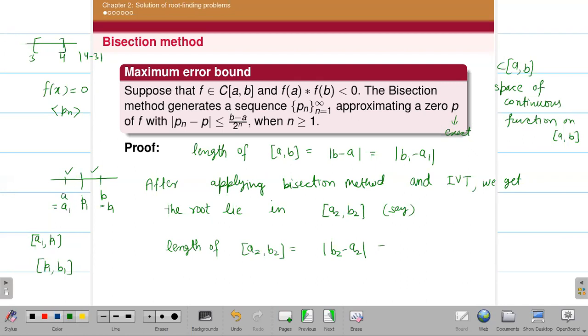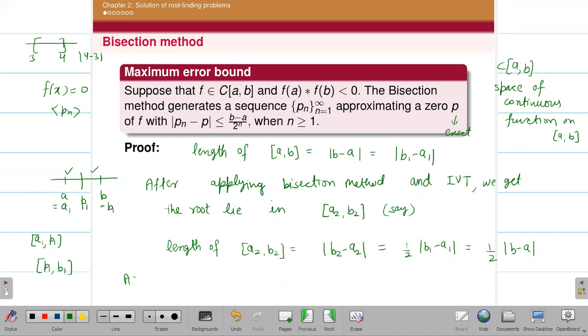So now can you write in the terms of B1, A1? Because this length, here you can see this length is the half of this length. So I can write 1 by 2 of B1 minus A1. Or I can write 1 by 2 of B minus A. Okay. So again, I apply bisection method on this interval now.